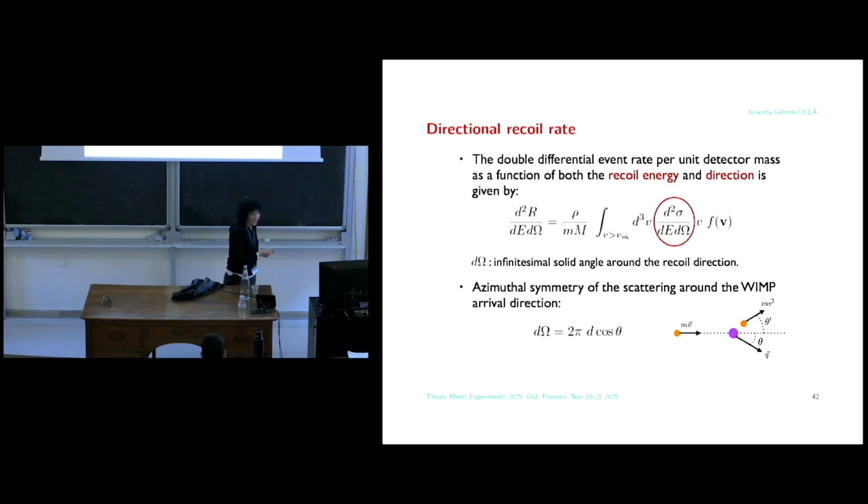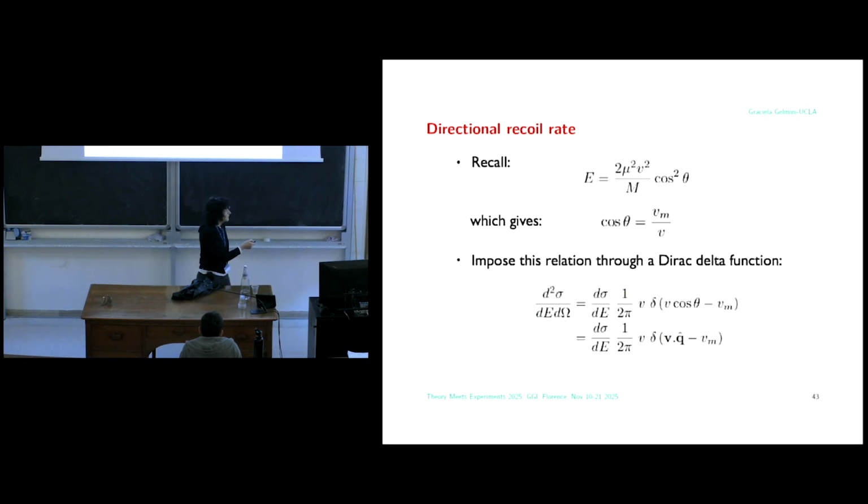This is how you compute the rate, and maybe I will go very fast here. You need to keep the direction now. So there is a double differential in the event rate per unit detector mass, as always, as function of both the recoil energy and the direction. So you need to keep this. The omega is an infinitesimal solid angle around the recoil direction. There is an azimuthal symmetry of the scattering around the WIMP arrival direction. Each WIMP comes with a certain momentum, and then there is a scattering that can happen actually around that arrival direction.